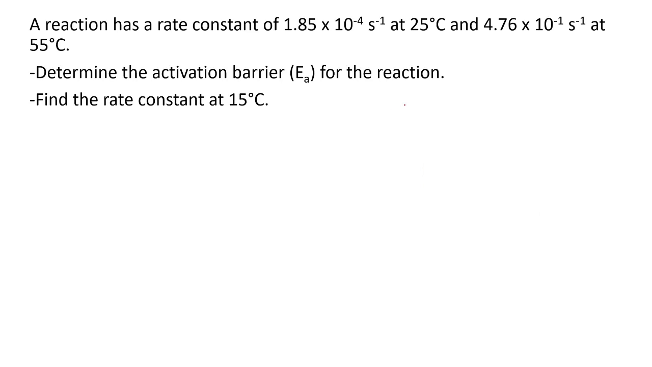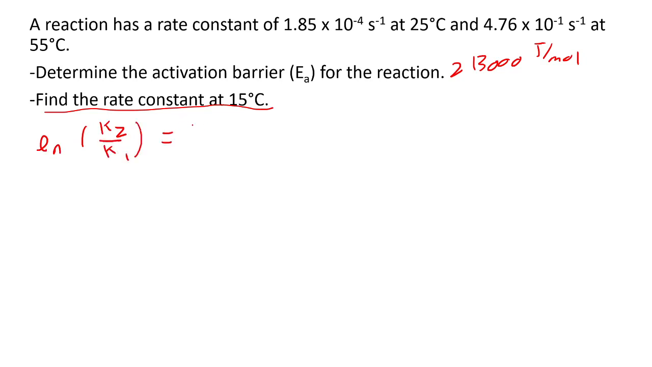Because now we need to work on the second part of the problem. So we have 213,000 joules per mole, and I'm going to leave it like that so it'll work for the units. So part 2 is to find the rate constant at 15 degrees. To do that, you use the same equation, so I do have to rewrite it. We have the natural log of K2 over K1 equals EA over R times 1 over T1 minus 1 over T2. But now what we're doing is we're going to make this T2, so that's 288.15 Kelvin.